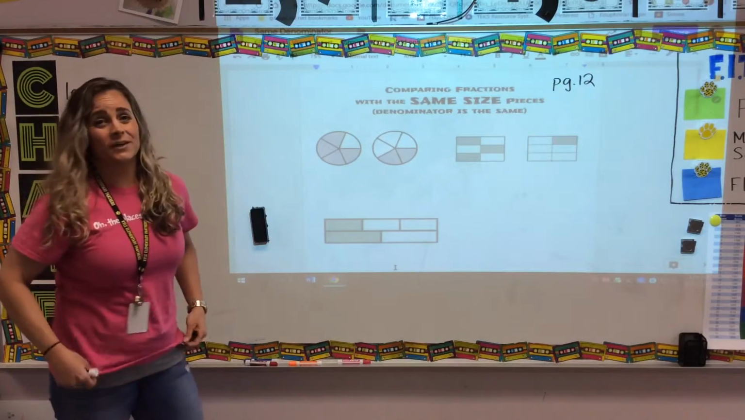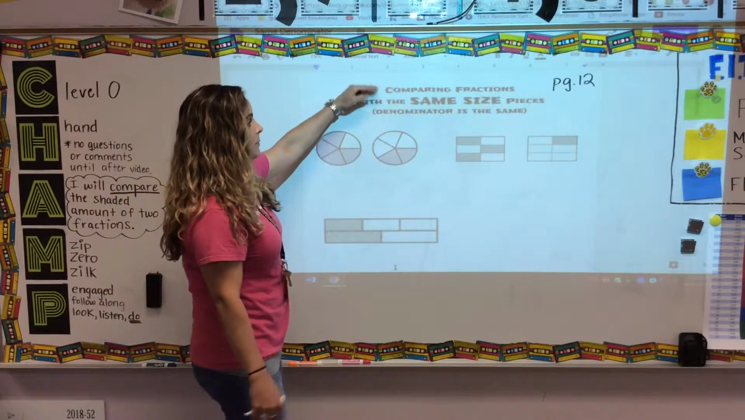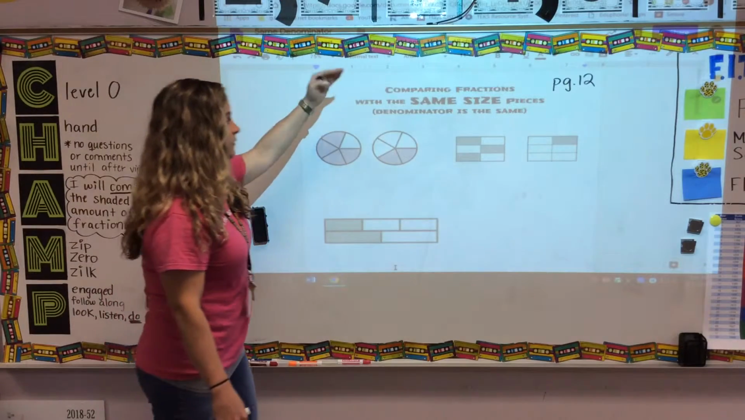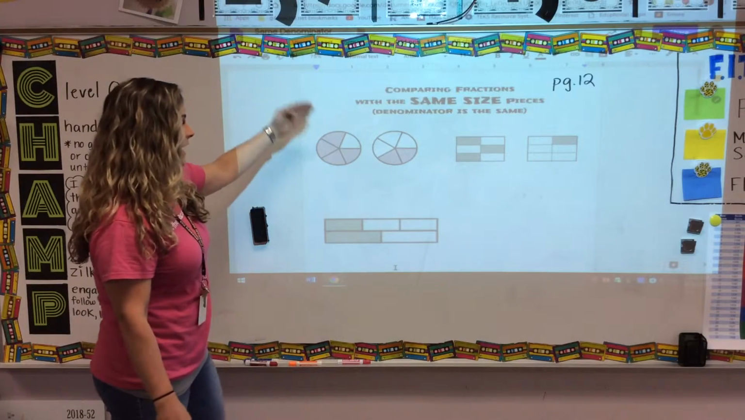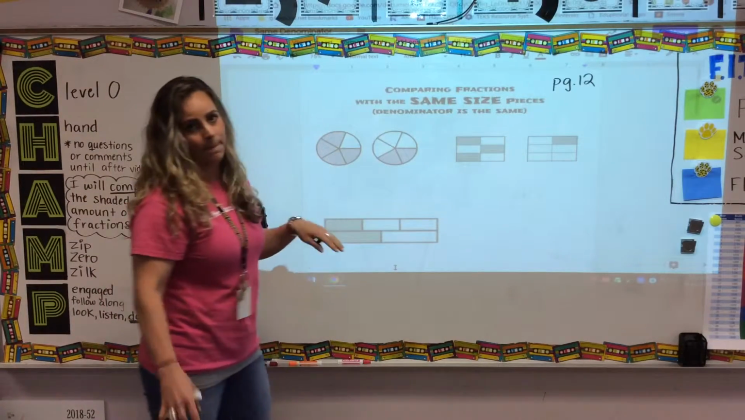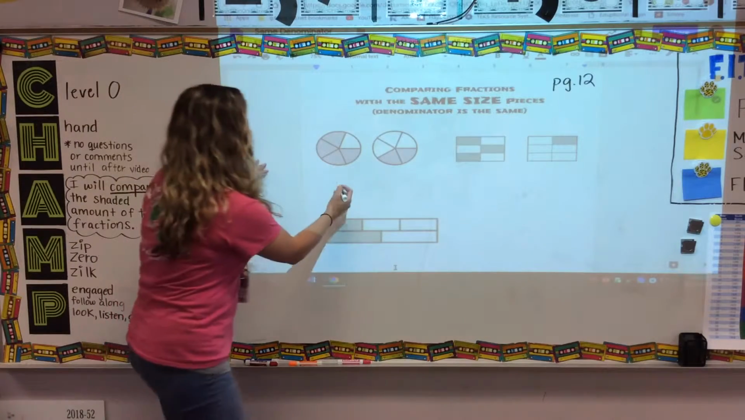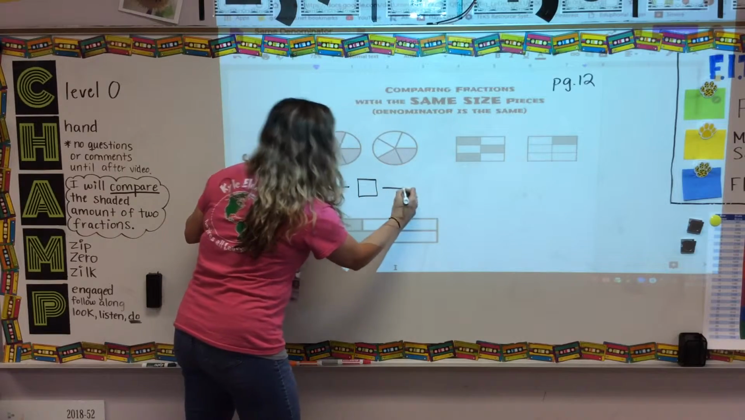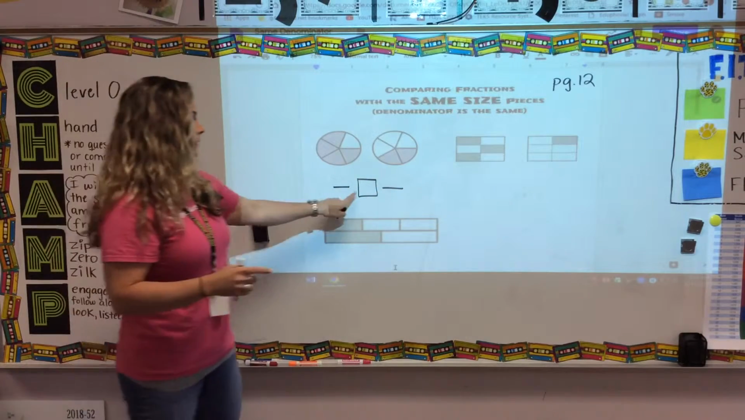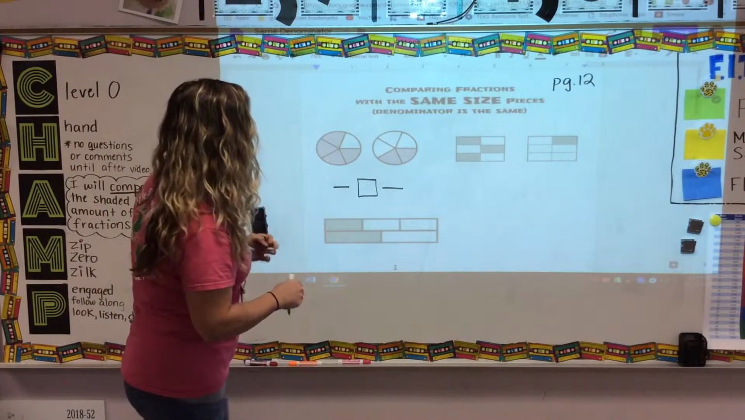So turn and look, and it should be that page, okay? Remember, we're comparing fractions, which means we're going to look at the shaded part, and they have the same number of pieces, okay? I'm going to run through a couple of these with you really quick. Your page looks like this, because I want you to use the less than or greater than sign in there, okay?